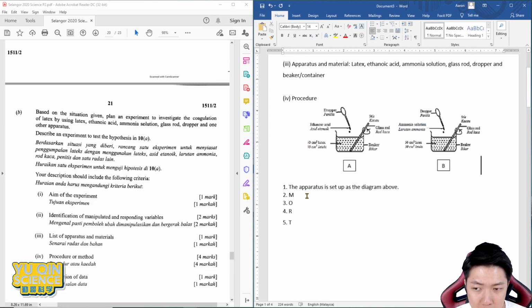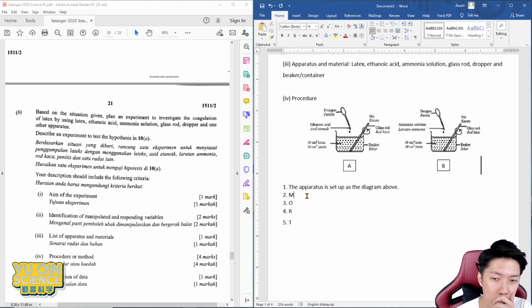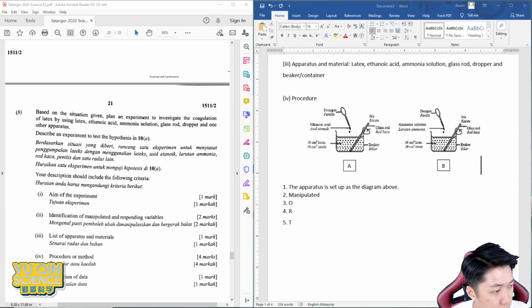M stands for manipulated. So you try your best to mention about manipulated, like, oh, I pour the latex into both beaker A and B, and I add ethanoic acid into A. That's your manipulated. All right. So let me quickly show you the manipulated that we have.